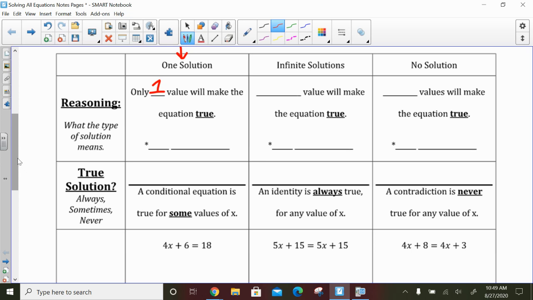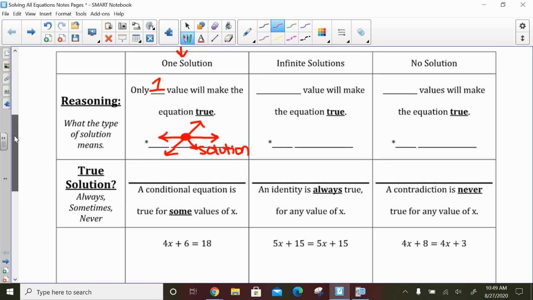One solution means that only one value will make your equation true. As far as a graph, if I have two linear equations, it's just showing you where the two equations cross. So the linear equations will cross one time. You may have a line that's like this, and a line that's like this. The solution will be right there, where your lines cross.